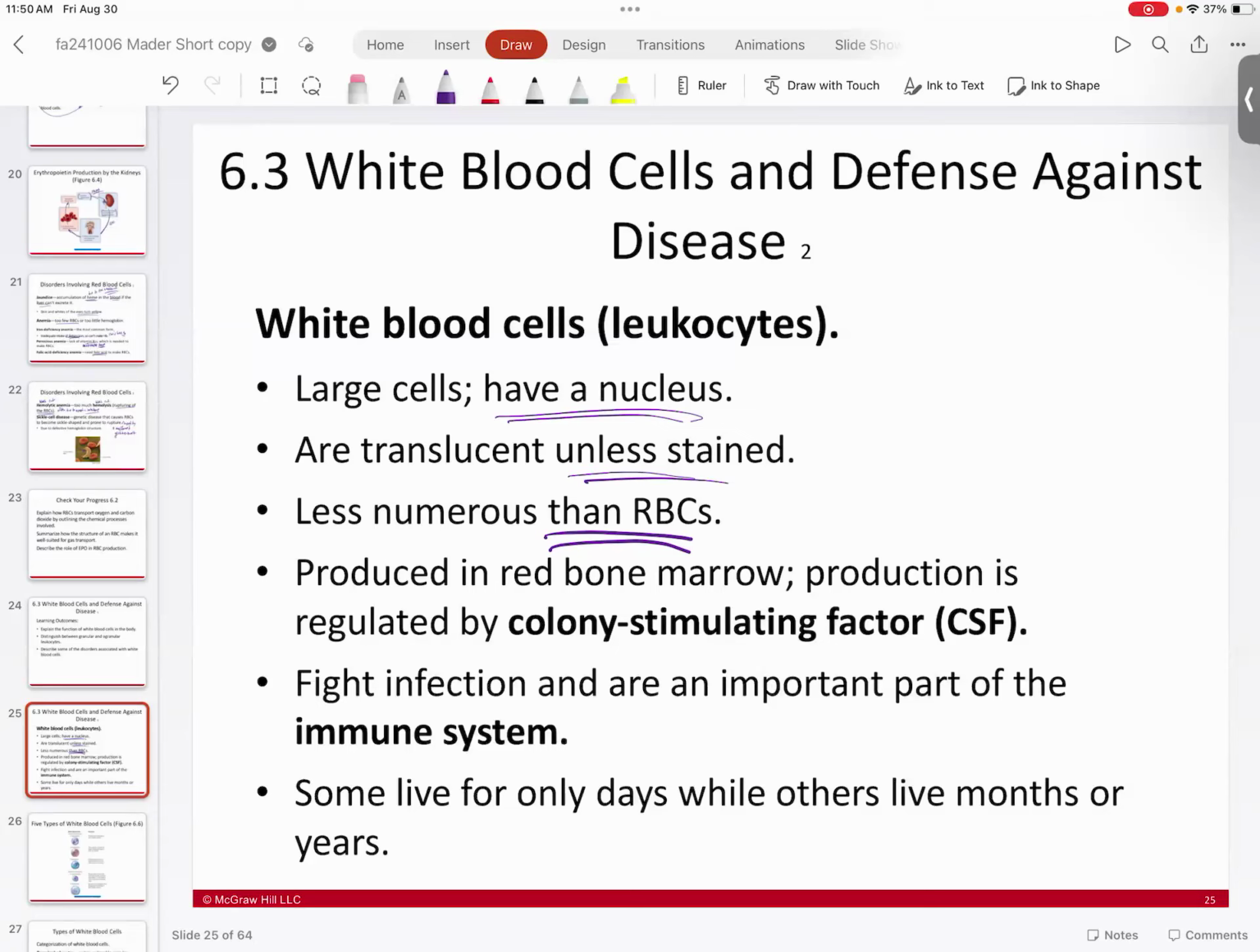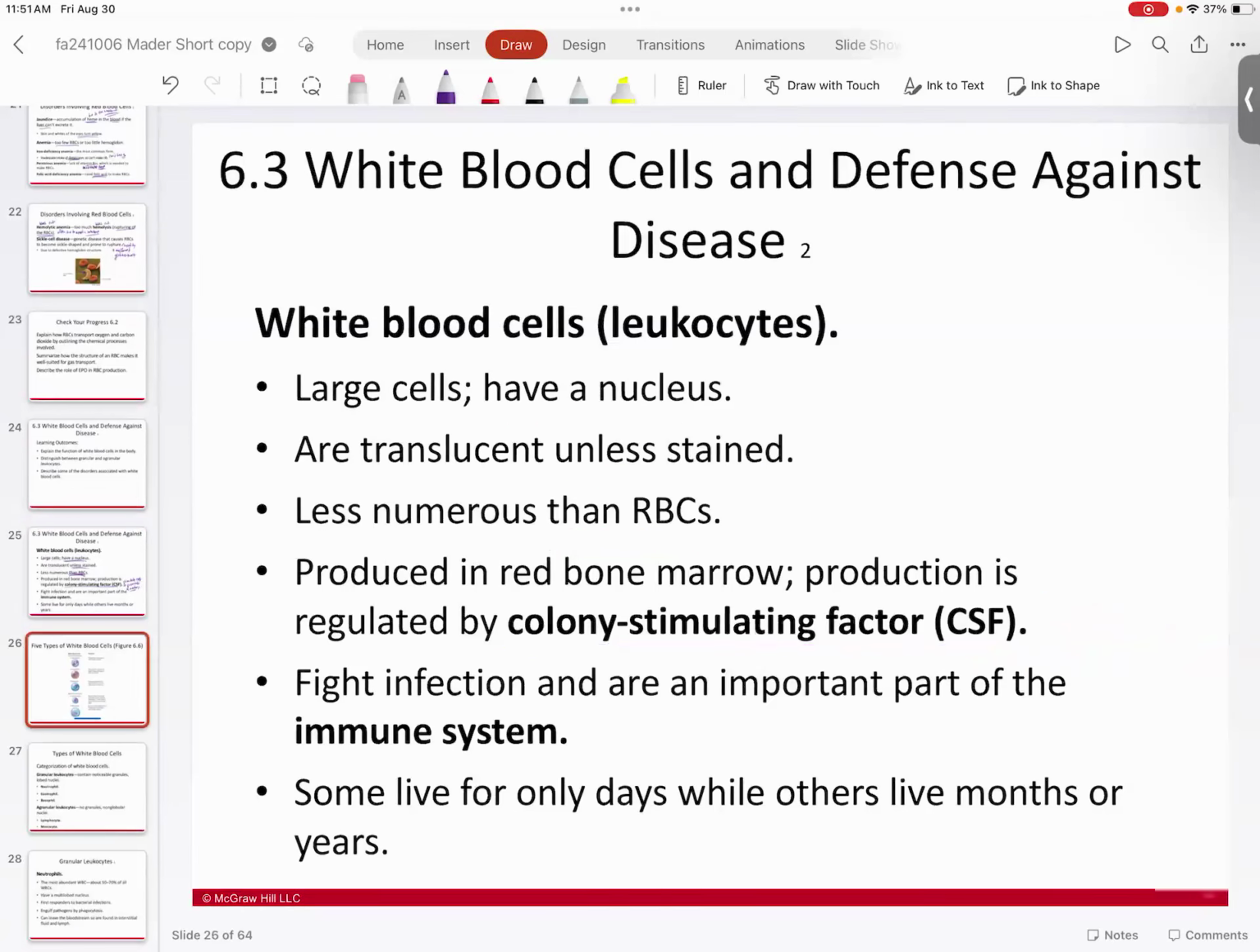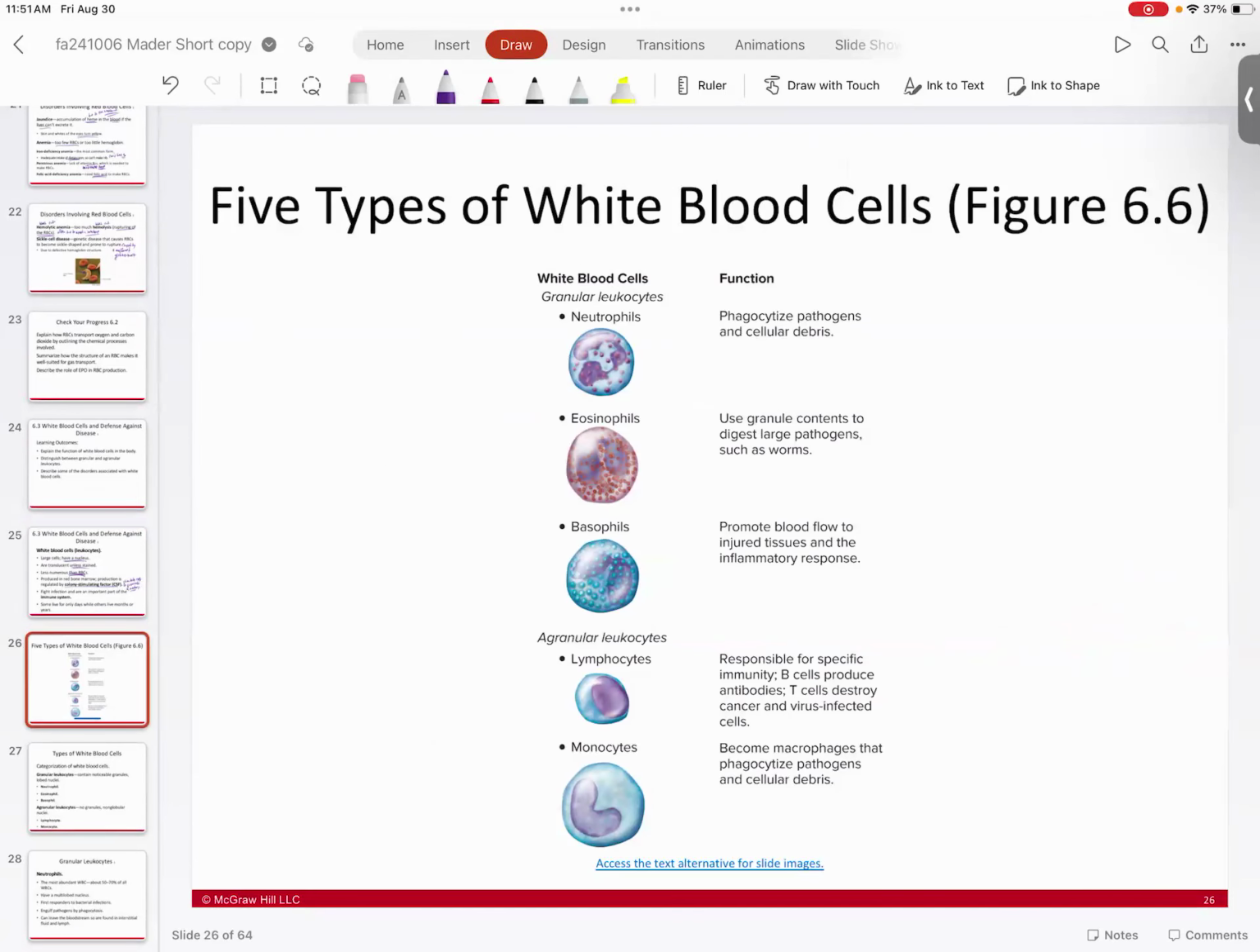Typically, they're governed by a type of hormone called a colony stimulating factor. This basically stimulates cells to grow in numbers. And if they're all in the same place, they'll form a colony. So these are important because these are immune defenders, right? These are your trained military to protect you. And so some of them will last for days, some for months, some for years, it depends. And so these are the main types.